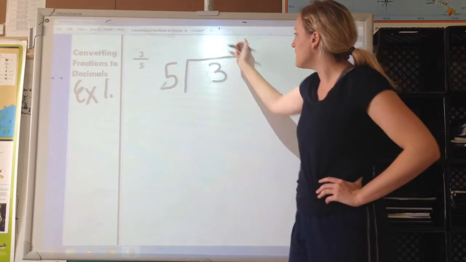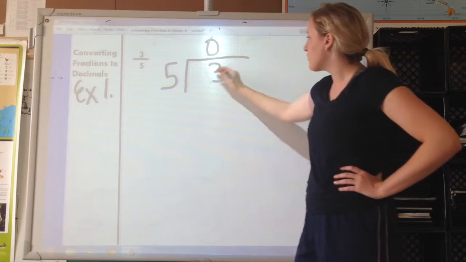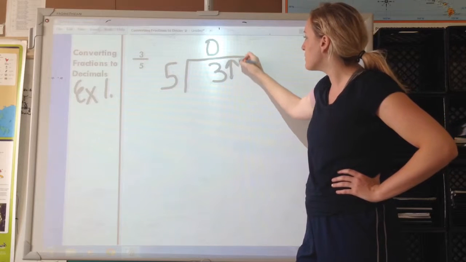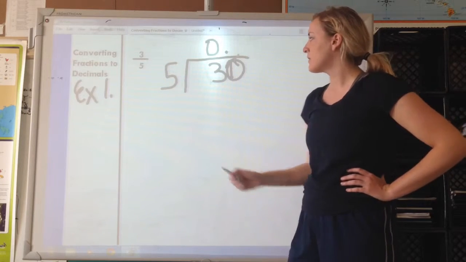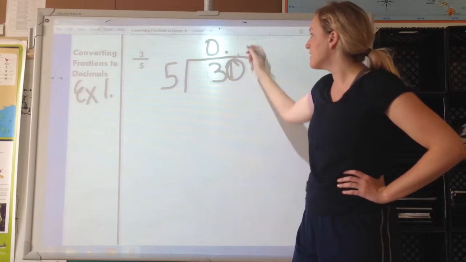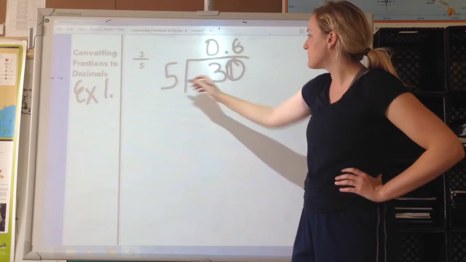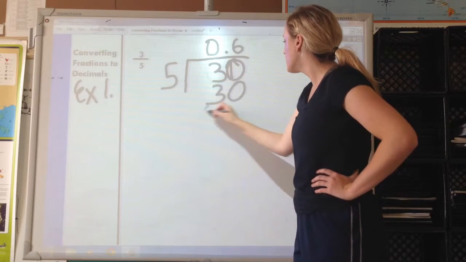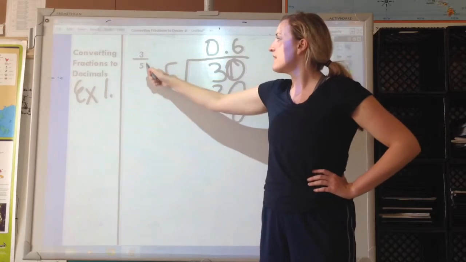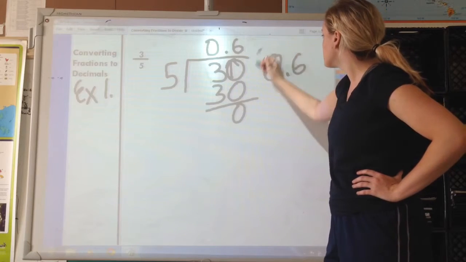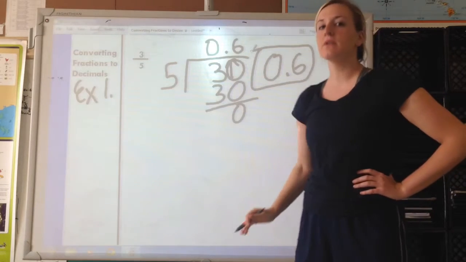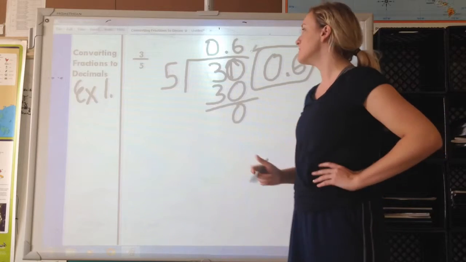5 does not go into 3, so I go ahead and put a 0. I've run out of numbers, so I know I have a decimal I can bring up. 5 still doesn't go into 3, so I know I can add a 0. 5 does go into 30 6 times. 6 times 5 is 30. I'm left with 0. 3/5 written as a decimal is just 0.6. And that is literally it. If you can divide, you can do this skill.